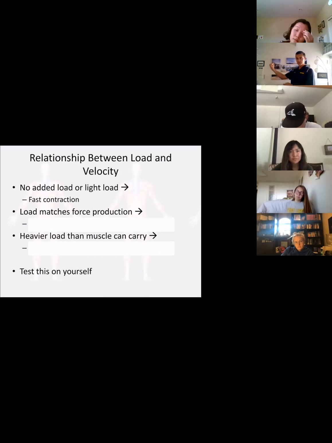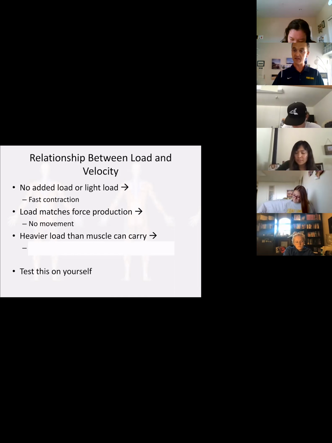Then we have another situation where I'm going to resist myself just as hard as the amount of force that I'm producing in my biceps. So if the load matches the force production, we're not going to have any movement, right? That completely will stop the movement. If the load that we're trying to lift matches our force production, then that just balances out and there's no movement.